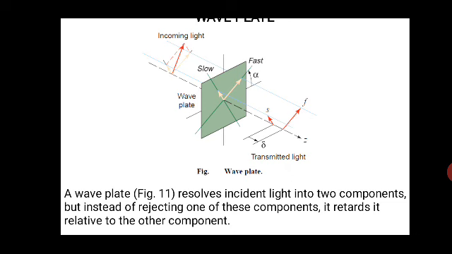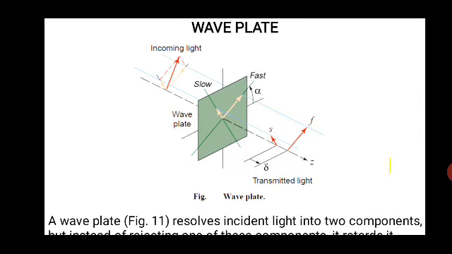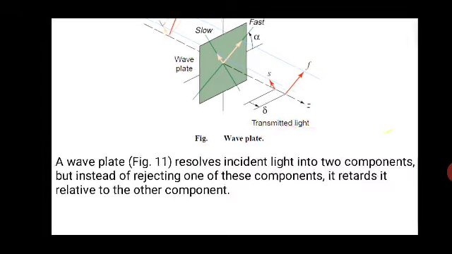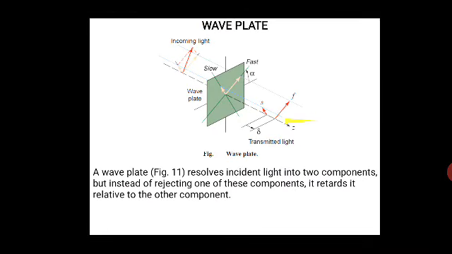retardation to the other component. Here, one component is moving along the fast axis and the other along the slow axis. So the wave plate resolves the incident light into two components and retards one relative to the other. This is the wave plate, the second most important element in the polariscope.